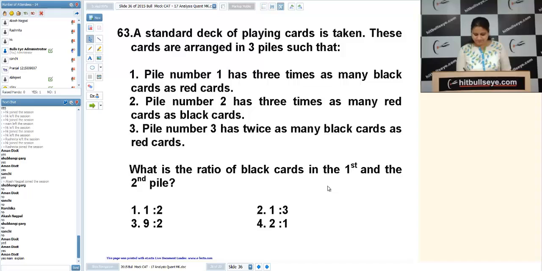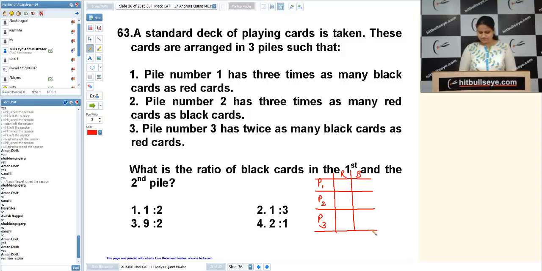There are 3 piles. Say pile 1, pile 2 and pile 3. There are red cards and black cards. The very first condition: pile number 1 has 3 times as many black cards as red cards. Let the red cards be x. Then how many black cards? There will be 3x.